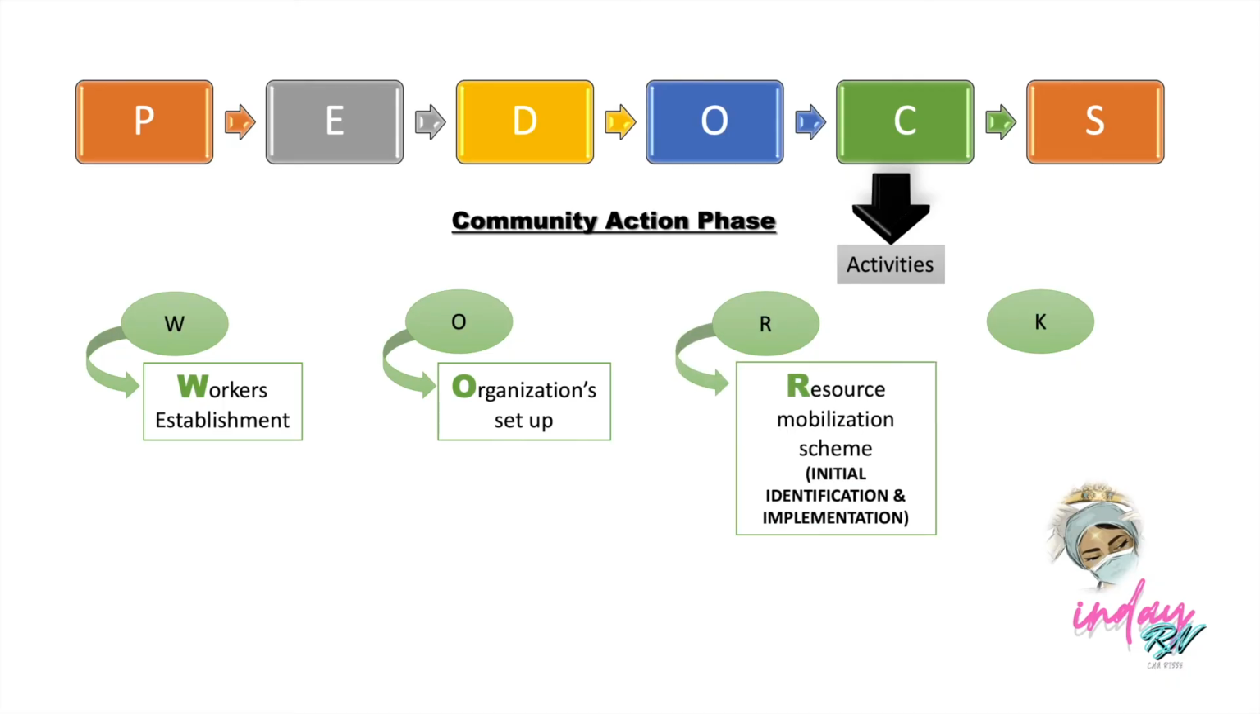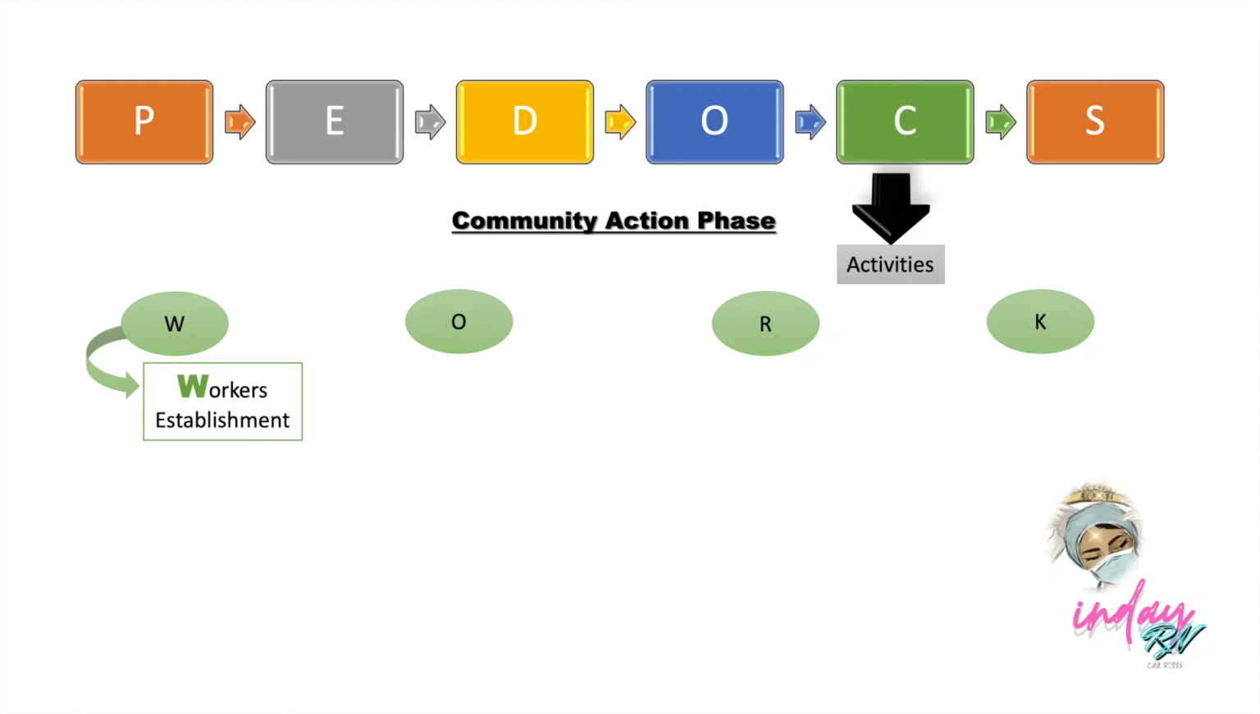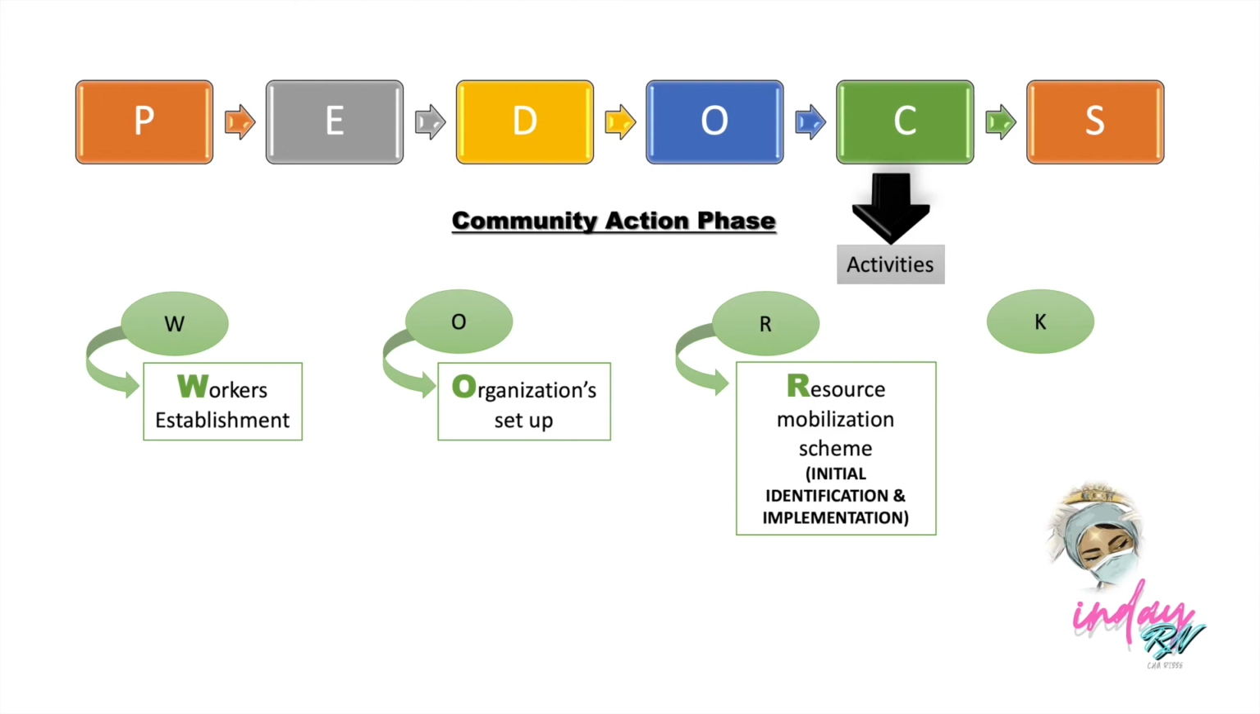And the next one is R. That is resource mobilization. In here, the community needs to identify the resources that they have in the community in order for them to use it in solving their problem, in solving their issues. It could be human resources, material resources, community resources. So here, they should have an initial identification of their resources, and of course, they need to use these resources in fixing their issues. So once there is already establishment of workers, there is already an organizational setup, and the people already identified the resources that they have in the community, the workflow, of course, will be okay.